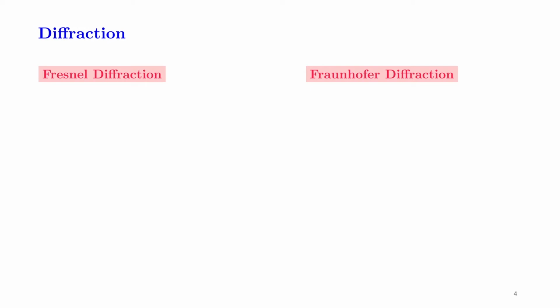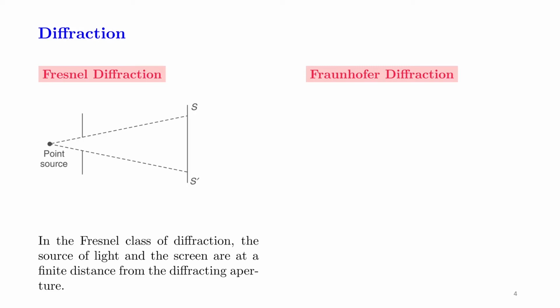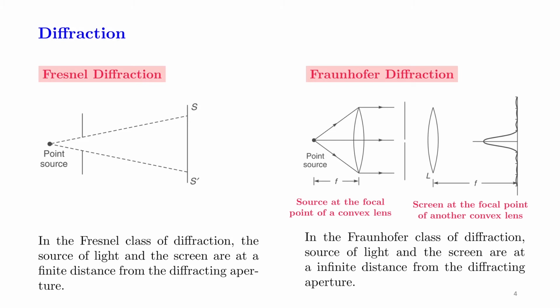The diffraction phenomenon can be Fresnel or Fraunhofer type. In the Fresnel class of diffraction, the source of light and the screen are at a finite distance from the diffracting aperture. Whereas in the case of Fraunhofer class of diffraction, the source of light and the screen are at an infinite distance from the diffracting aperture.